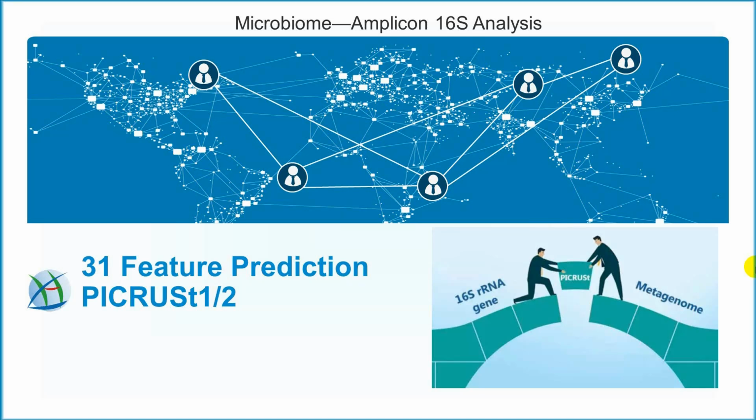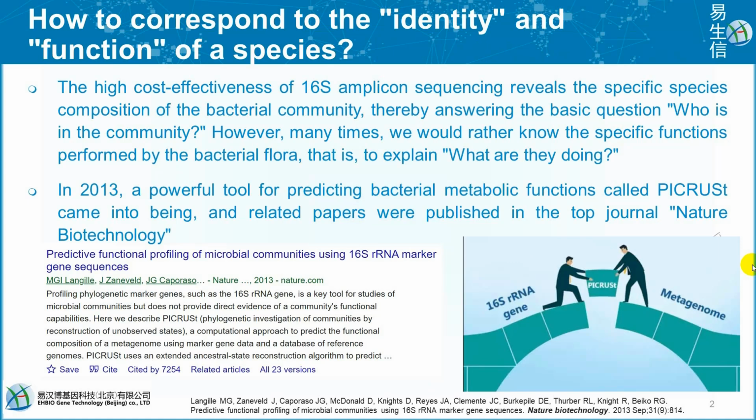In this section, we're going to discuss feature prediction through PICRUSt1 and PICRUSt2. The high cost effectiveness of 16S amplicon sequencing revealed the specific species composition of the bacterial community, thereby answering the basic question: who is in the community, how many times they are repeating themselves, and if they are present, what they are doing basically.